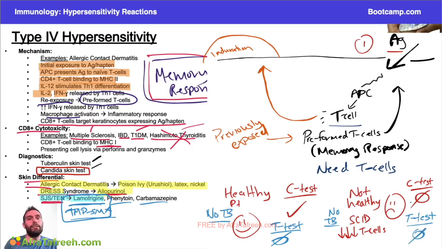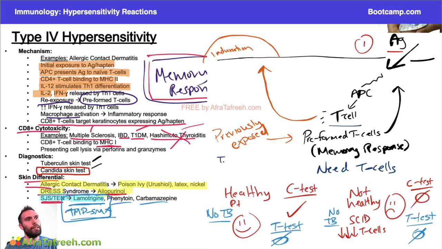It's for the same reasons as the Candida skin test. It doesn't matter what T cell tests I do. In any case, this patient will not have an induration because they don't have T cells. Okay, not because they don't have TB, but because they don't have T cells. Okay, now what if these patients actually had TB?